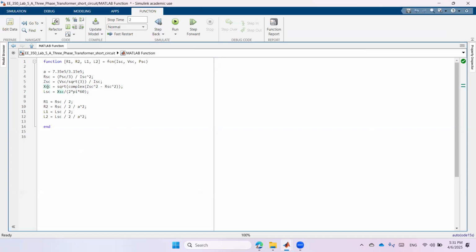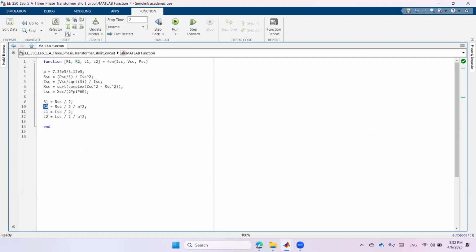Then you find the total inductive reactance as the square root of the impedance squared minus the resistance squared. From that, you find the total inductance, which is the inductive reactance divided by 2 pi f, which is omega, the angular frequency in radians per second. Then the total resistance is divided into 2 parts: the first part will be R1, and the second part will be R2 referred to the primary side.